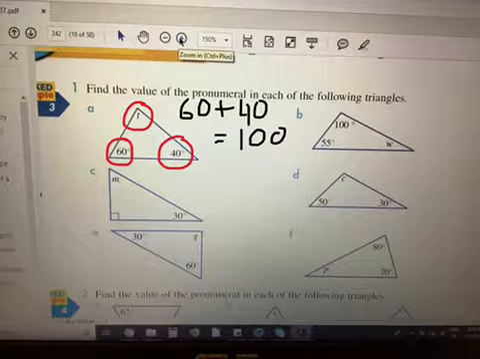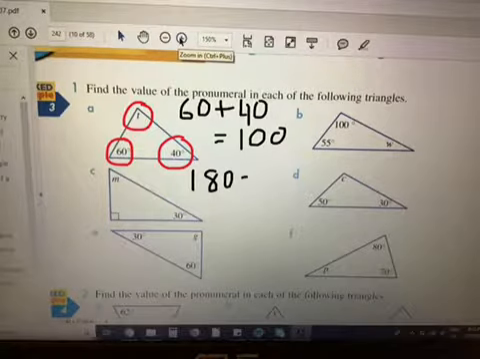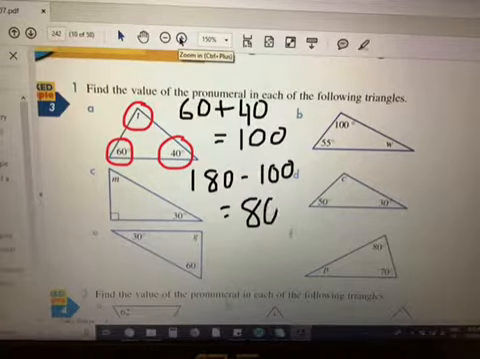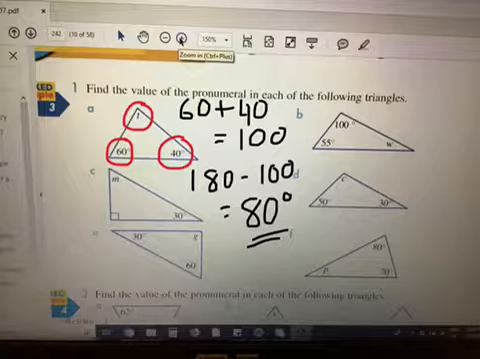All I need to do is subtract that total from the sum of all the angles inside a triangle, which we know is 180. So it will be 180, take 100, which means the leftover angle must be 80 degrees. Making sure you put the correct unit. It's not degrees Celsius, it's just degrees, because that's how we measure angles.